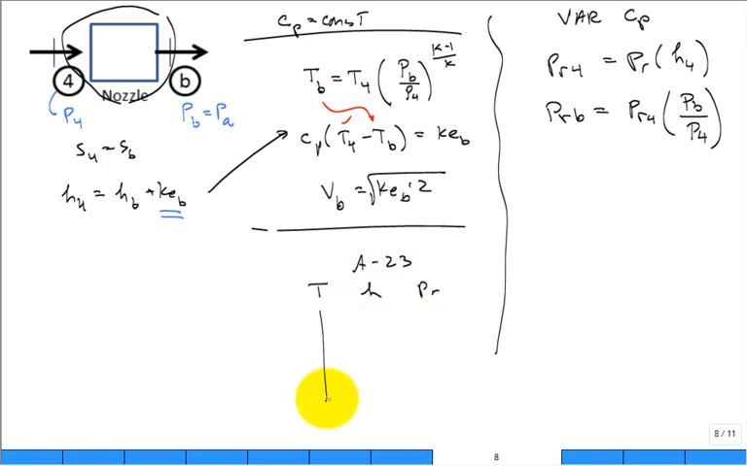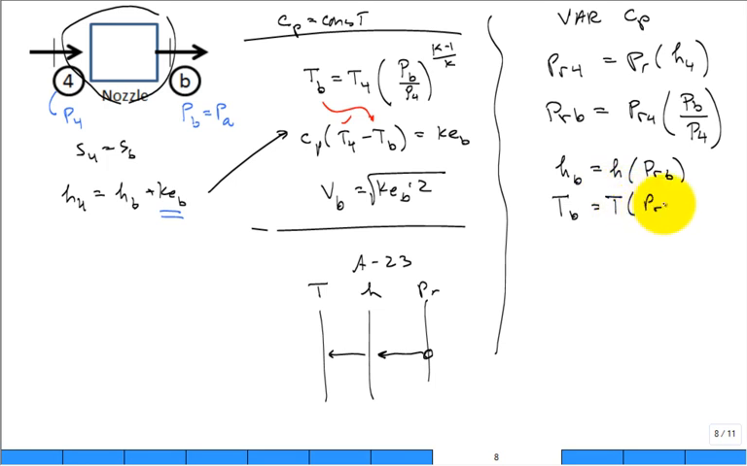All right. So now we come in at this PR, interpolate across to get the H, and if you wanted to, get the temperature. So H at B is equal to H as a function of PRB. And if needed, the temperature at B is the temperature as a function of PRB. Once I have the H at B, then the kinetic energy at B is equal to H4 minus HB. And then V sub B is equal to 2 times that kinetic energy at B, square rooted.